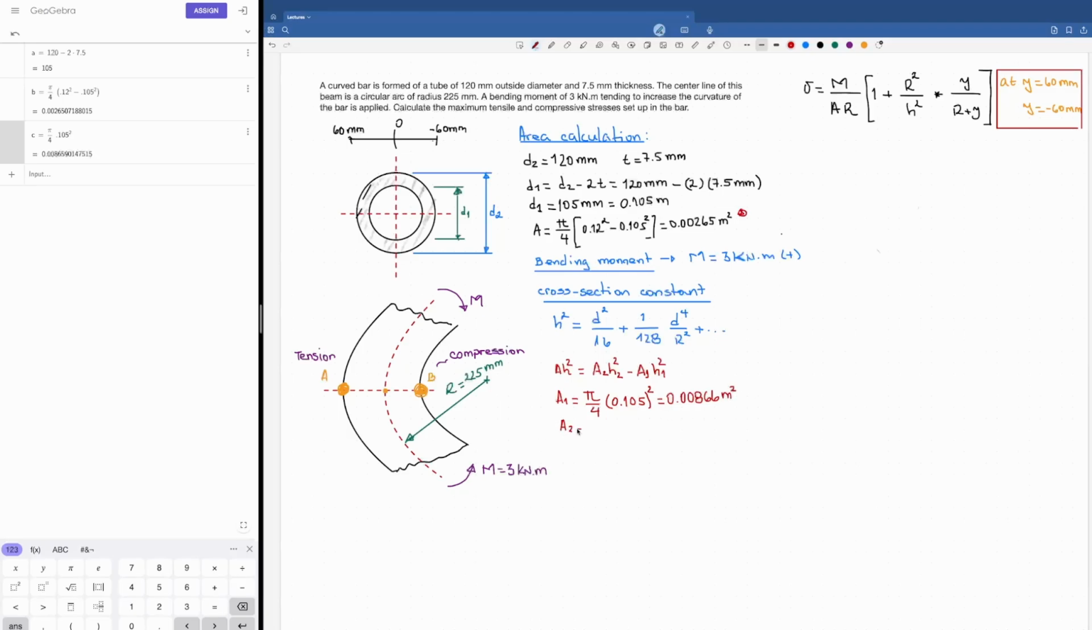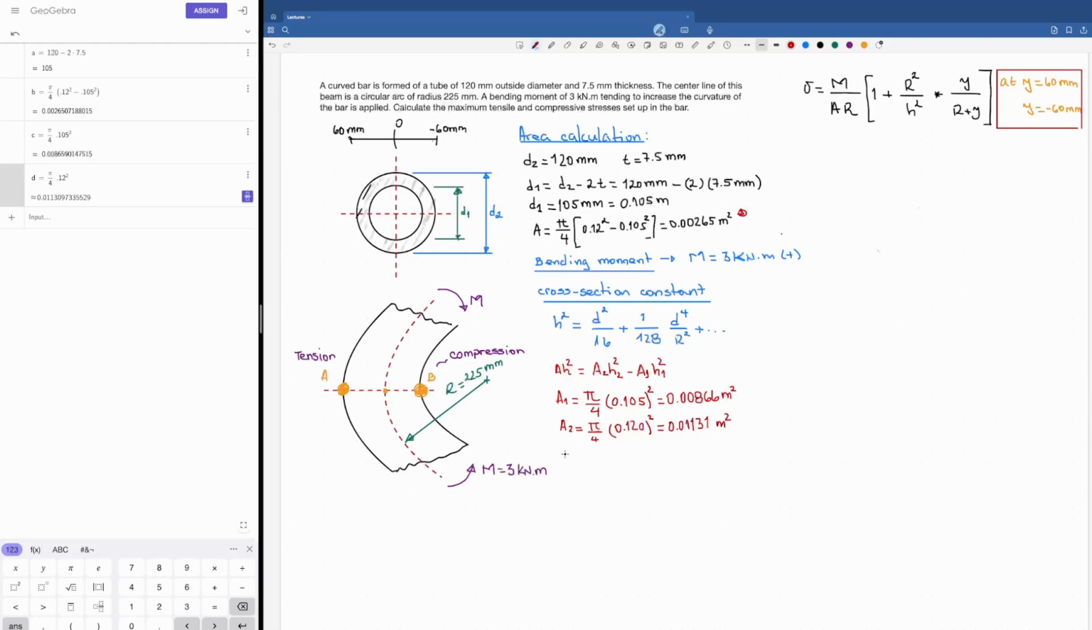And then area 2 is going to be equal to pi divided by 4 times the diameter of the outer part of the tube, and that's going to be 0.120 meters, squared. And let's go to the calculator. That's going to be pi divided by 4 times this squared. Yes, and then we are going to write here that it is 0.01131 square meters. Let me just fix this a little bit. This looks very weird. Awesome.